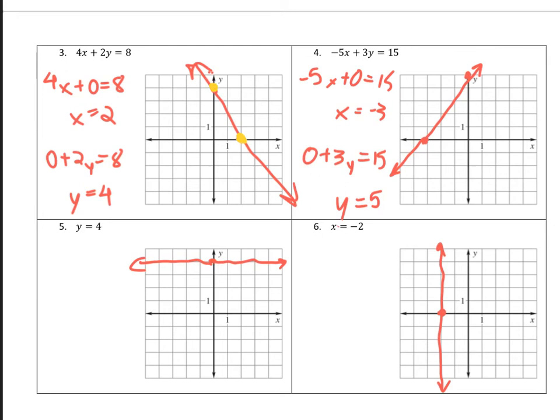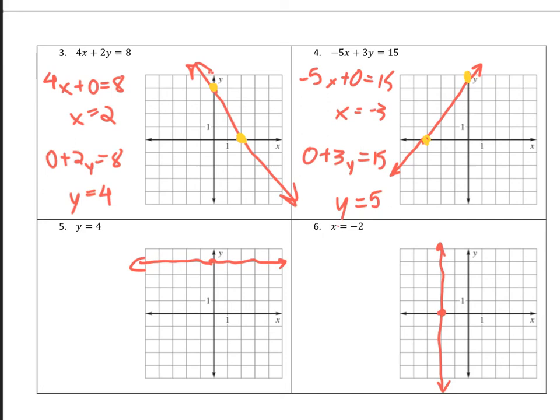Number 4, same thing. Plugged in 0 for y to get my x-intercept. That was -1, 2, 3. And then my y-intercept, plugged in 0 for x. I got my y-intercept was 5. 1, 2, 3, 4, 5. And that was my y-intercept. 2 points, connect the dots.